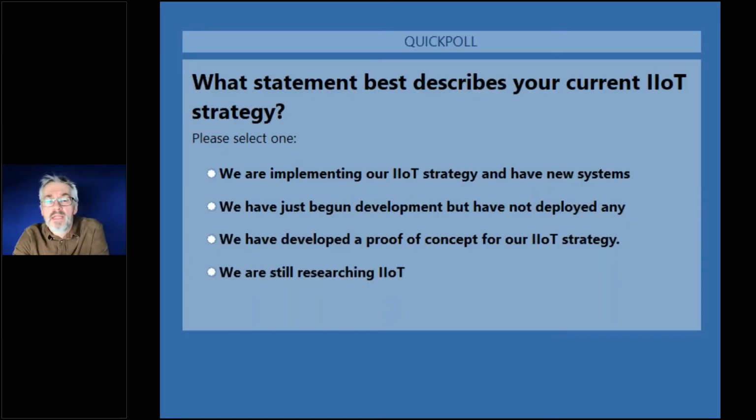So basically multiple choice. If you can just answer the question. Here, what statement best describes your current IoT strategy? Four possible answers there.